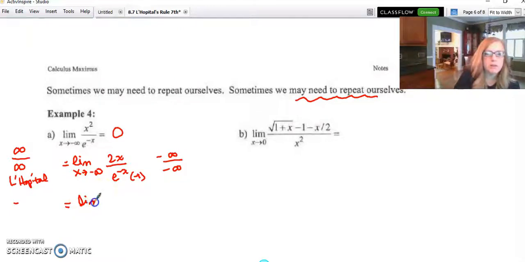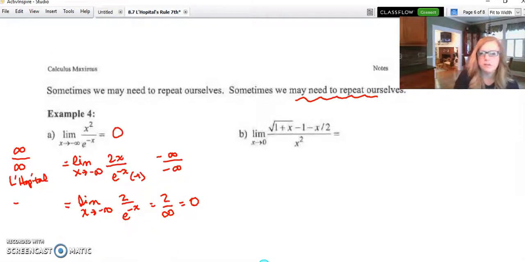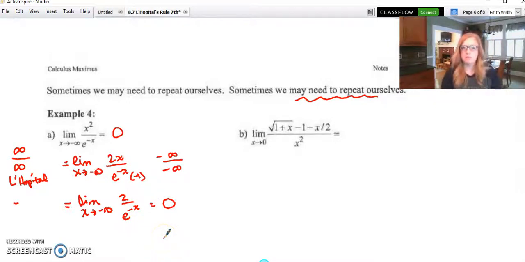If I try L'Hopital one more time, 2 over, this would be e to the negative x again because it's itself times negative 1 and the two negatives cancel. And then once I get to here, I'm going to have 2 over infinity, which is going to be 0. And again, let me take this out because AP doesn't like that form in there. When you get 2 over infinity as a number, you do have your answer of 0. So that's an example of where you just repeat it.